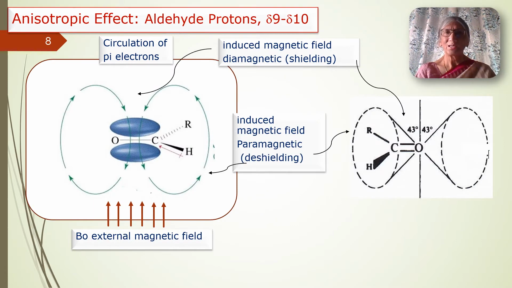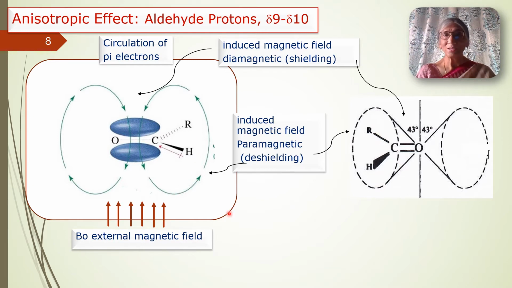The question can be asked why aldehydic protons are highly de-shielded protons. The signal because of the aldehydic proton is seen at delta 9 to 10. These protons are highly de-shielded because of the anisotropic effect. There is a double bond between carbon and oxygen, that is a carbonyl group here, and by the circulation of these pi electrons, again a secondary magnetic field is generated.